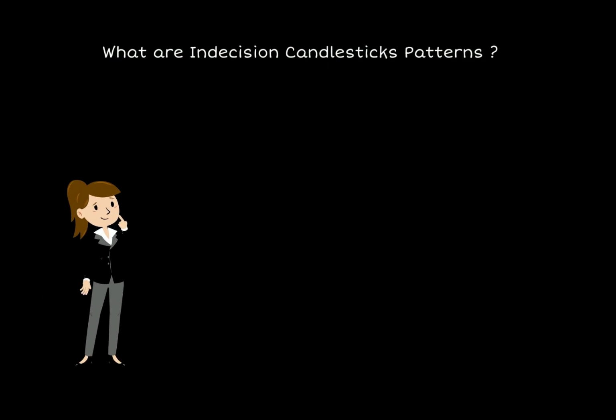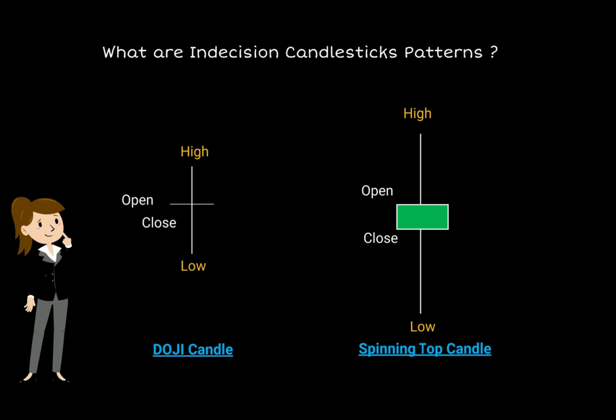There are many types of candlestick patterns, but today we will be focusing on the indecision candlestick pattern, which is the DOJI. DOJI represents the indecisiveness in the market where the open and the close price are almost the same. At times, they act as a trend reversal, but not always. If you see on the right side, it's the spinning top candle, which is a variation of the DOJI candle. It has a small body, but the open price is almost equal to the close price.